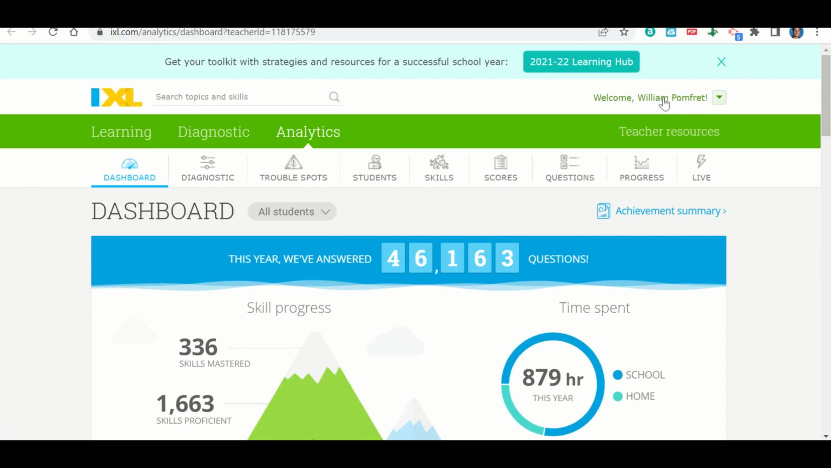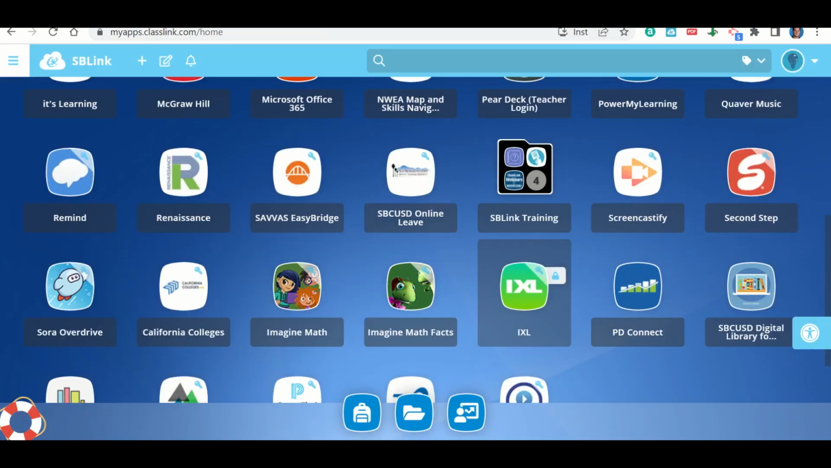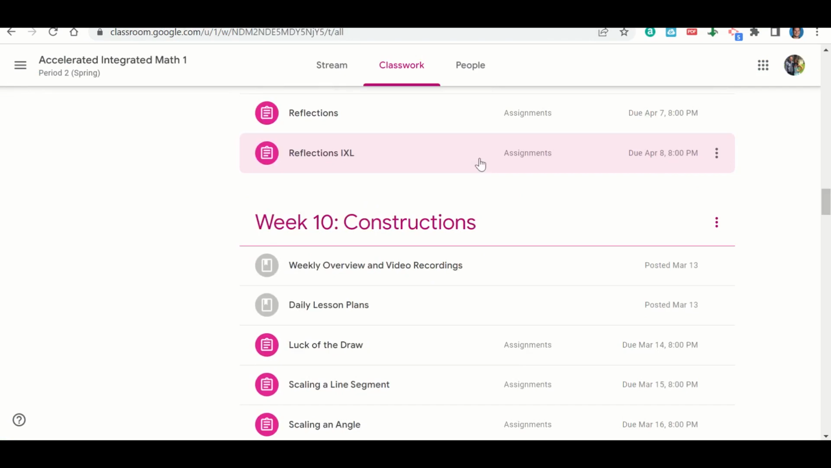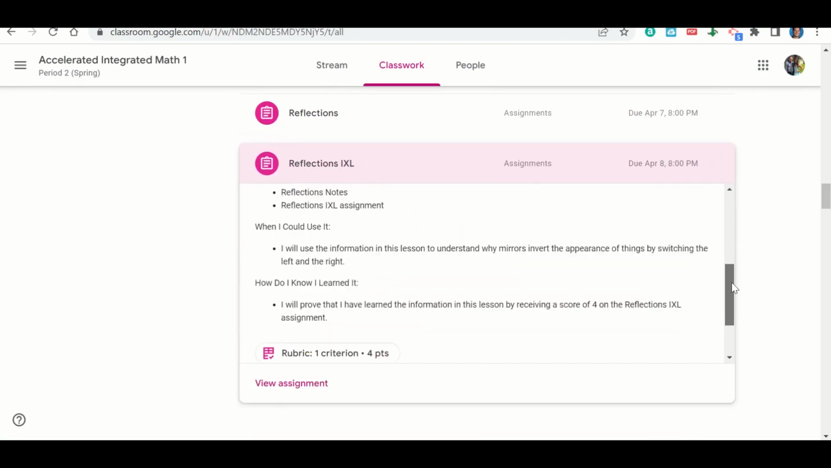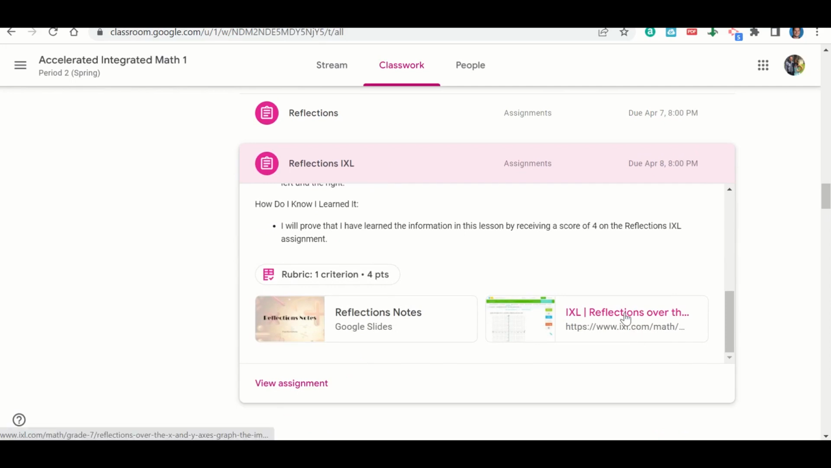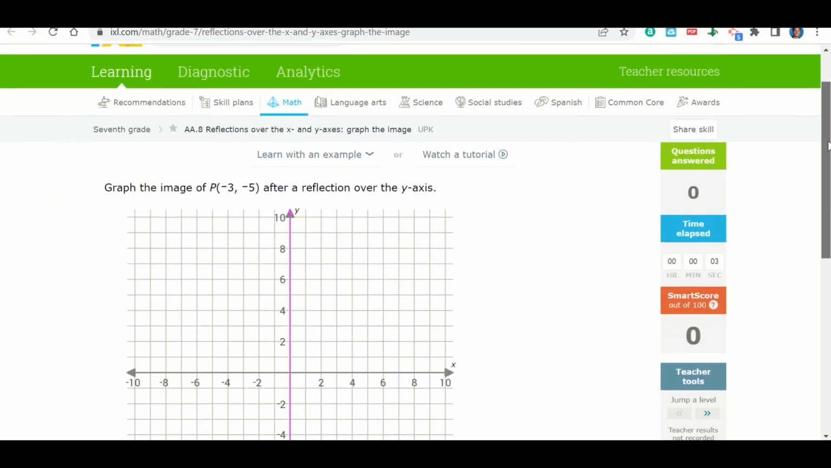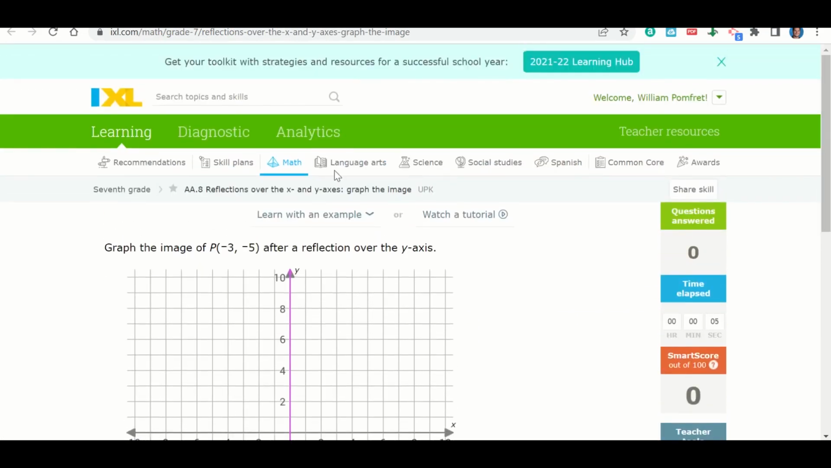As long as this is good, you can go ahead and close that tab out. And then you can go to your Google Classroom, and then you'll go and find the activity, which is here. And I'm going to click on the IXL link right here. And this will take me to the assignment that I need to complete. So that's how you log into your assignments on IXL using SBLink.